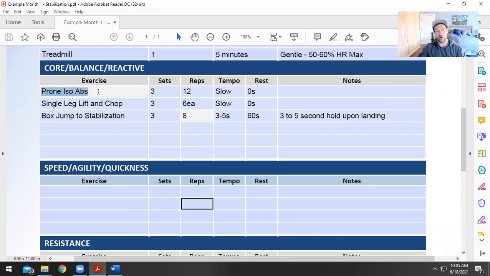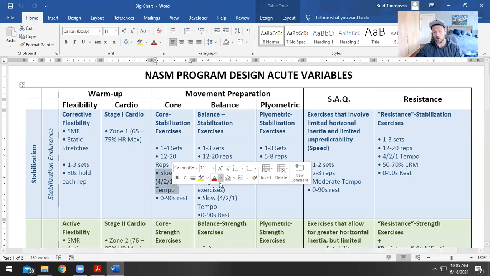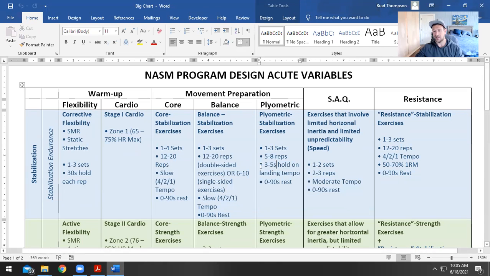So prone iso abs, that's a core stabilization. Single leg lift and chop, that's a balance stabilization. Box jump to stabilization is reactive stabilization. Tempo is going to be slow, and then it says 3 to 5 seconds here. That's because my tempo is slow, and it says hold your landings 3 to 5 seconds.